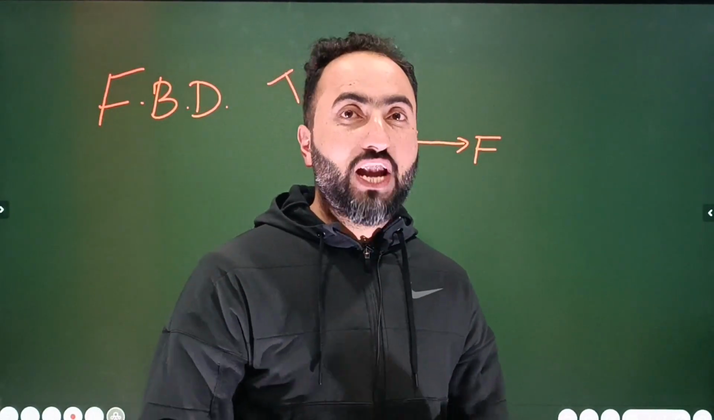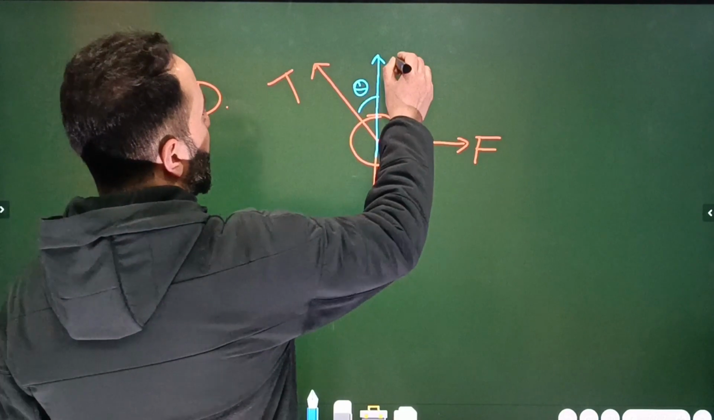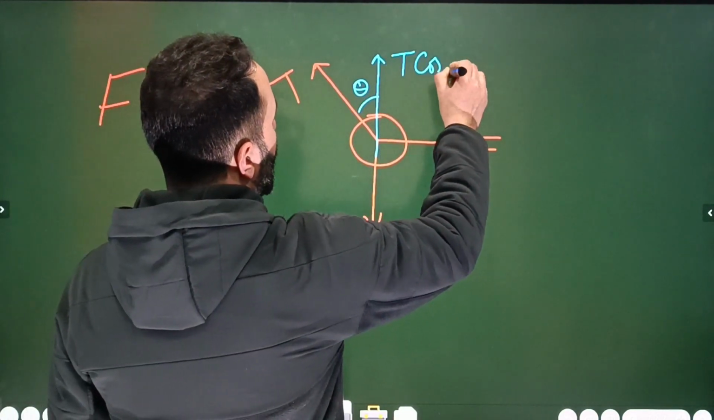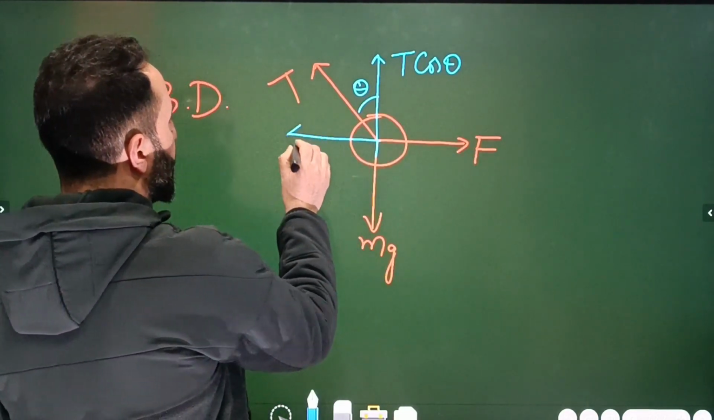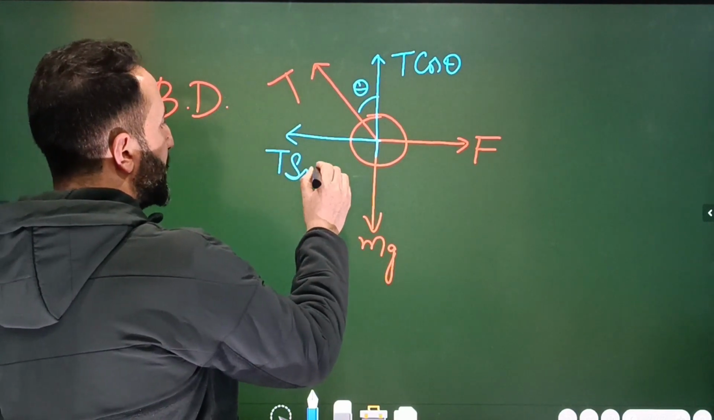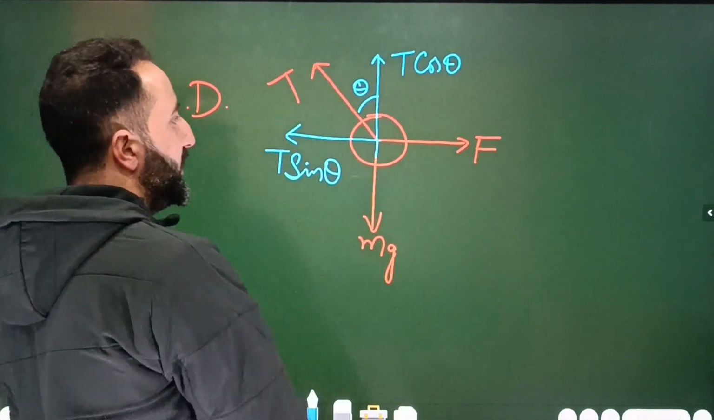कितने components? 2 rectangular components. अब ये एंगल थीटा है बेटा, सो ये कंपोनेंट आएगा बेटा क्या? T cos थीटा. और ये कंपोनेंट क्या आएगा बेटा? T sin थीटा. ठीक है ना बेटा? This component will be T cos theta and this component will be T sin theta.